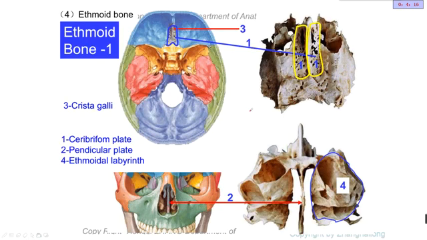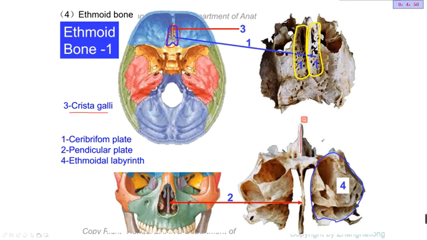Now let's see the fourth one, the ethmoid bone. The ethmoid bone is a very thin and small bone between the frontal bone on the base of the skull. The ethmoid bone has some special structures. First one, crista galli. Crista galli means in the middle there is a bony process going upward. Crista galli. You see this one?